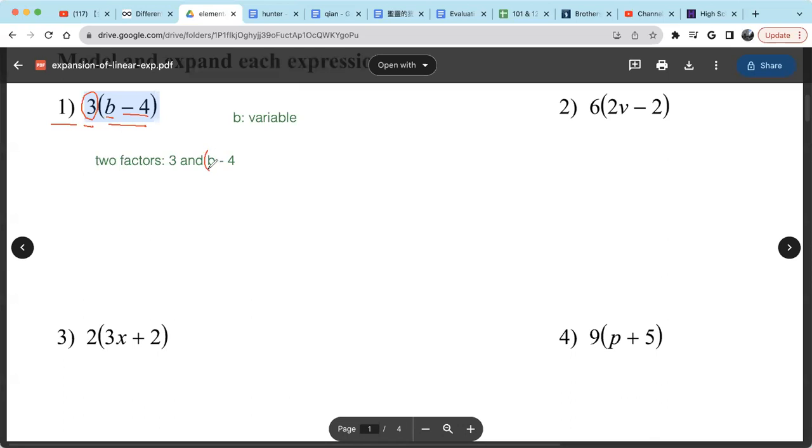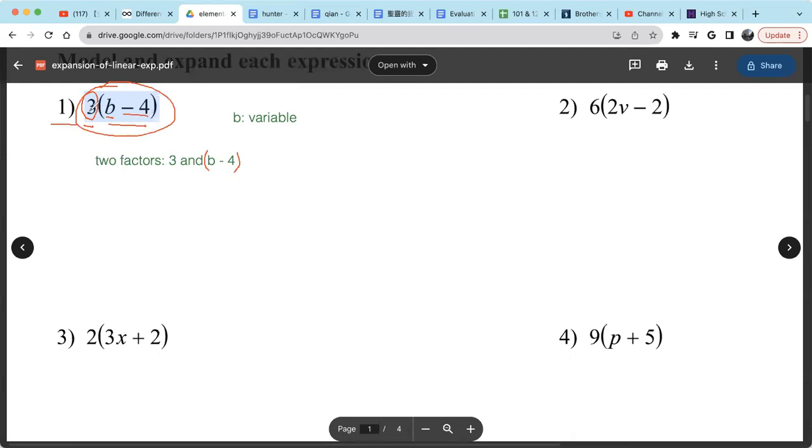It's kind of weird to think of B - 4 as a factor, right? But when you put parentheses around it, it's treated as one group of something. So you look at it as one thing, one factor of this whole expression. This whole expression is 3 multiplied by parentheses, and inside the parentheses is B - 4.